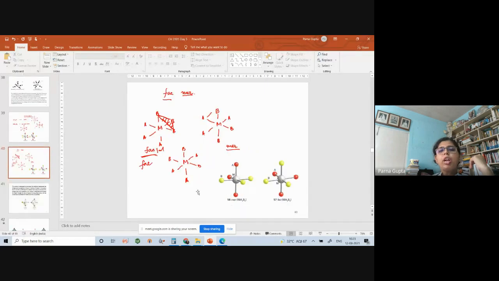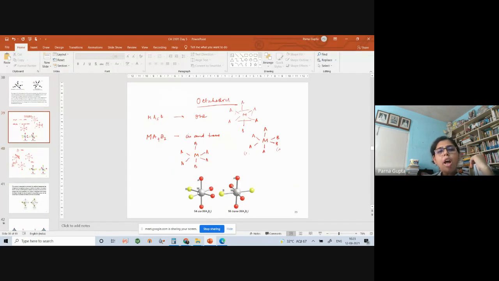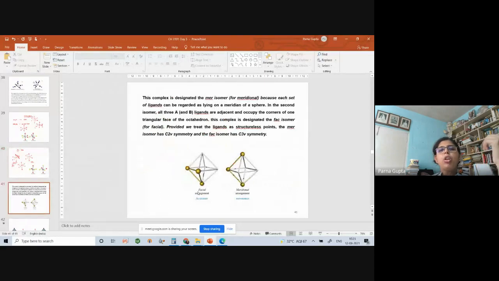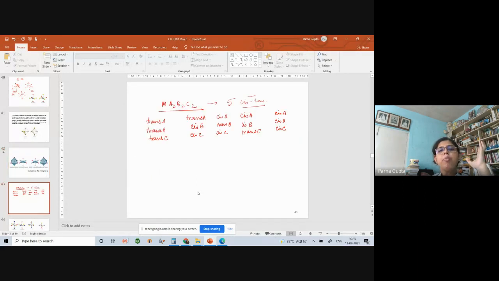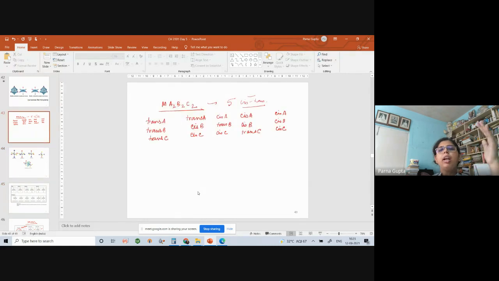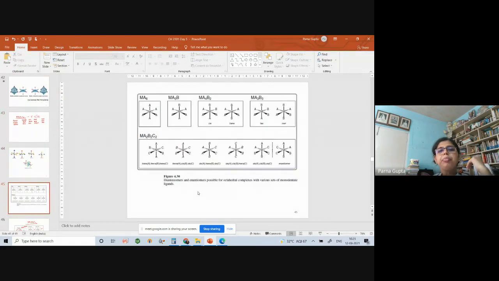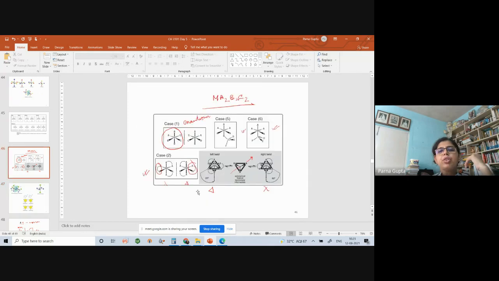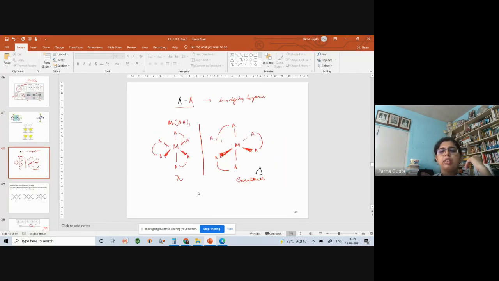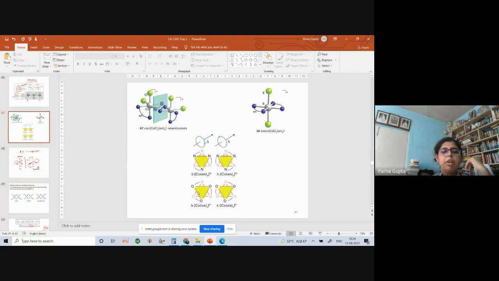And then this is the octahedral. Everything is written. Next day I shall explain all these fac and mer isomers very well, because fac-mer isomerism is very important and you have to understand it. How do you understand fac and mer? Here you can see how many isomers you have, and again this lambda and delta. We will explain these next day: lambda, delta, and fac-mer.